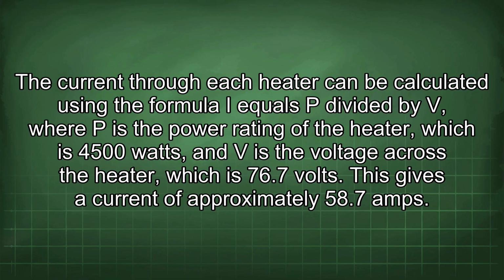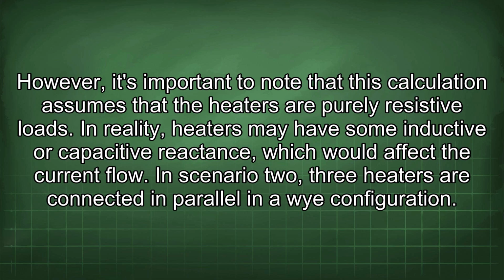The current through each heater can be calculated using the formula I equals P divided by V, where P is the power rating of the heater, which is 4,500 watts, and V is the voltage across the heater, which is 76.7 volts. This gives a current of approximately 58.7 amps. However, it's important to note that this calculation assumes that the heaters are purely resistive loads. In reality, heaters may have some inductive or capacitive reactance, which would affect the current flow.